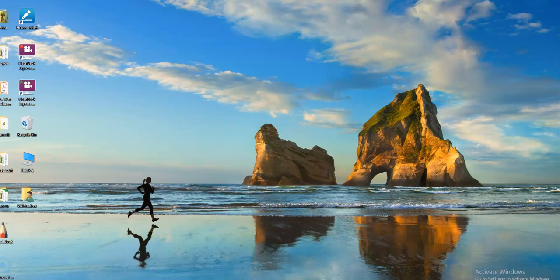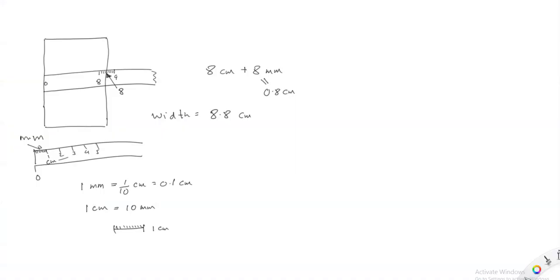Alright, hold on 1 second. Okay. Alright, so when I look closely, I see that the edge of the piece of wood, so here's the right hand side edge, and here's my ruler. This is the 8 centimeter and these are the little millimeters.